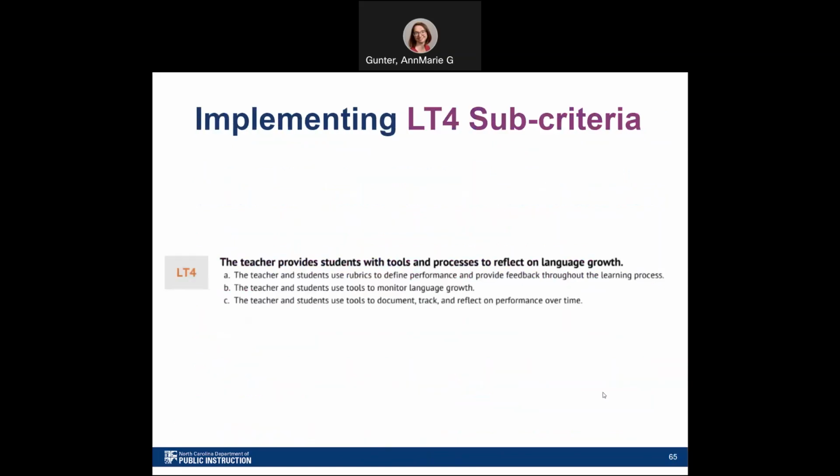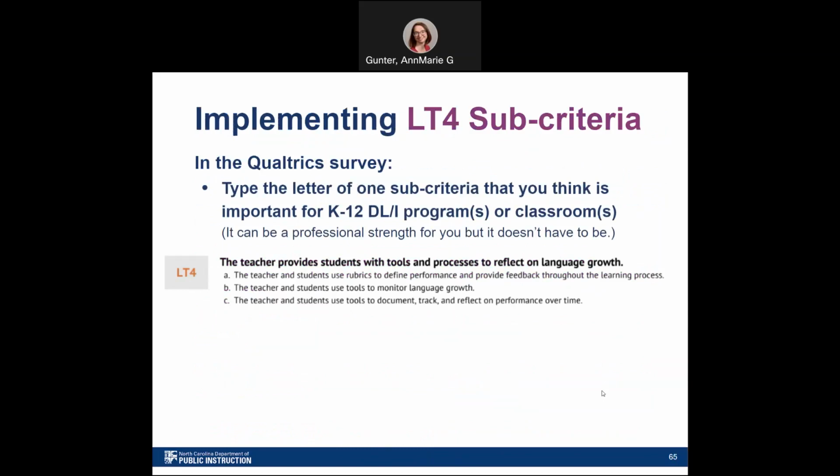In your Qualtrics survey, choose that letter of the one sub-criteria you think is important for K-12 DLI programs or classrooms. Just like before, it can be a professional strength for you, but it doesn't have to be. I want you to choose one of these 3 to focus on to answer the next 2 questions.